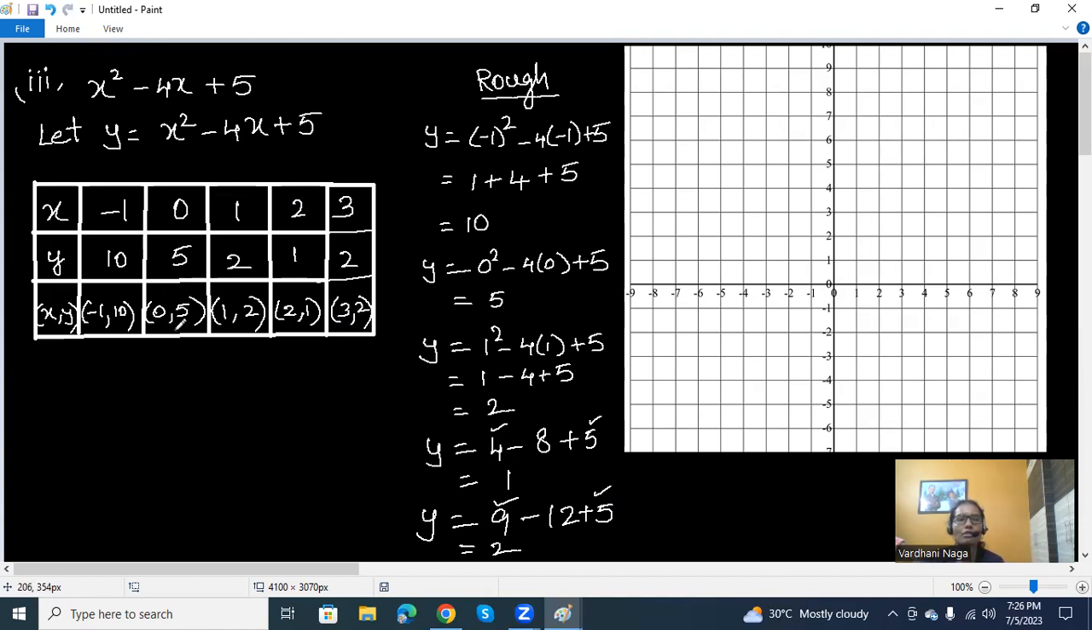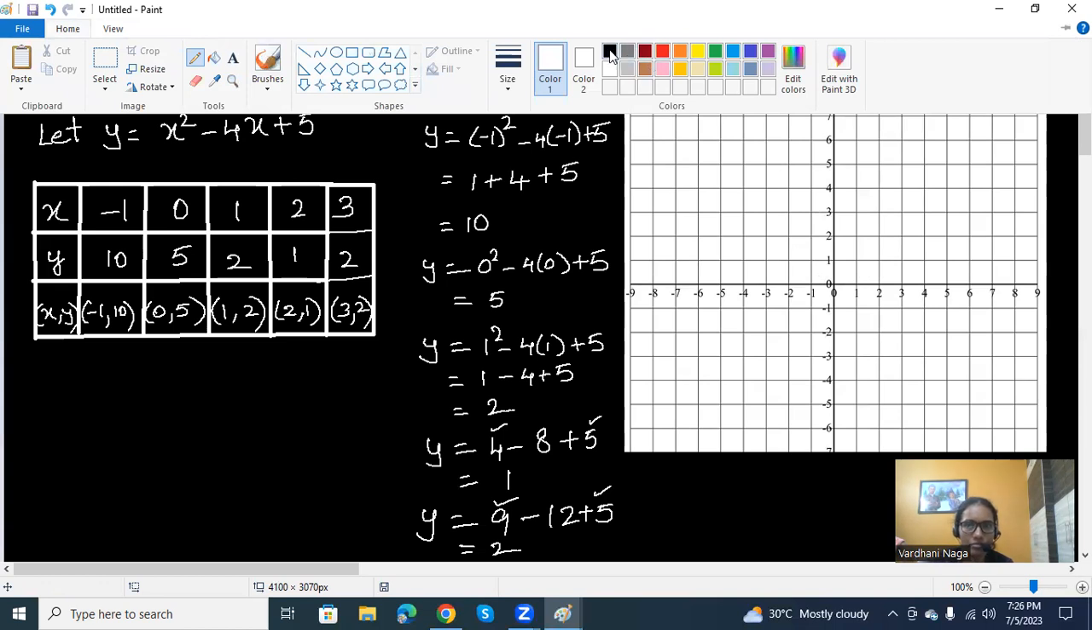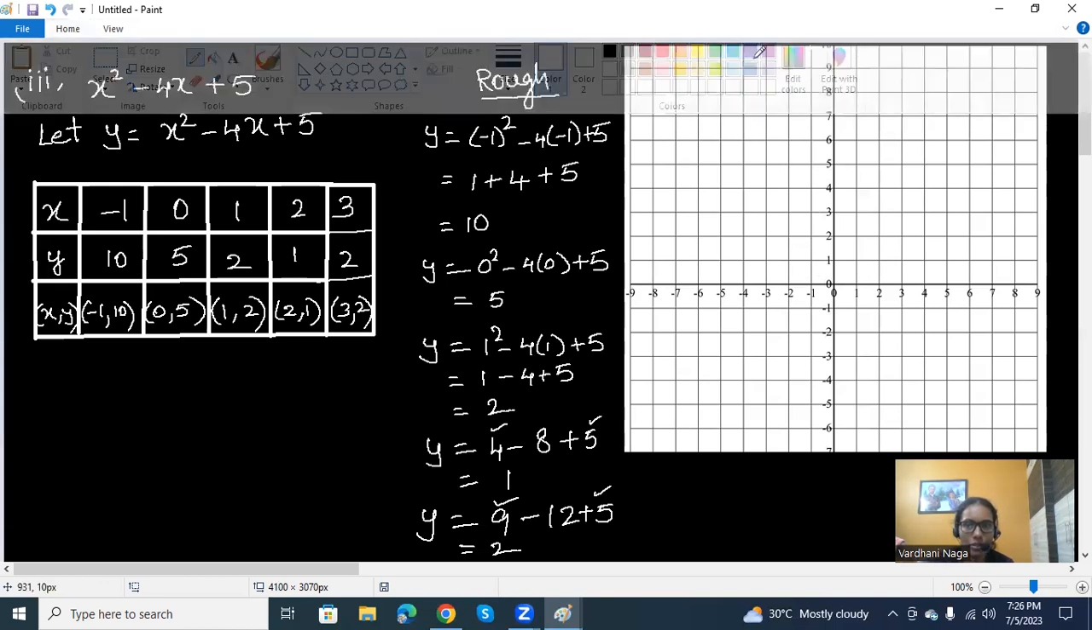Let's plot all these ordered pairs on the graph. See, this is the origin. First ordered pair minus 1 comma 10. Minus 1 on x-axis, 10 on y-axis. It is somewhere around here which is not seen. So I'll pick up a different color so that it will be visible.